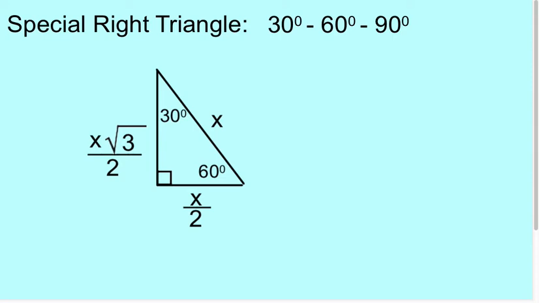Now the other special right triangle is called a 30, 60, 90 triangle. Here's your hypotenuse again, opposite the right angle. But then opposite 30 degrees is x over 2, so half of the hypotenuse. And then opposite 60 degrees is x square root of 3 over 2. Again, please make sure you write this down in your notes.